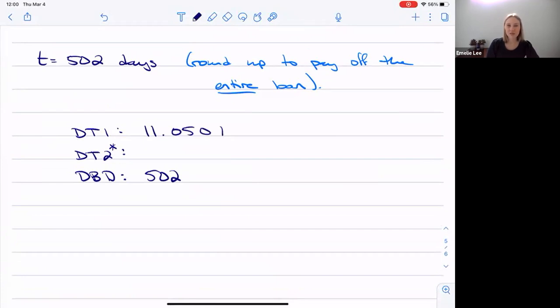So now let's use our calculator, right? I'm going to enter date 1, and then scroll down to the days between dates and force it to be 502 days. And then remember, you have to hit enter to store it. Then I'm going to go to date 2 and compute that.